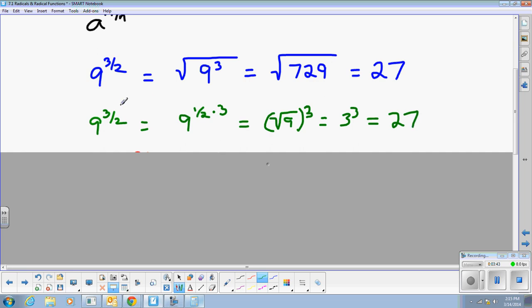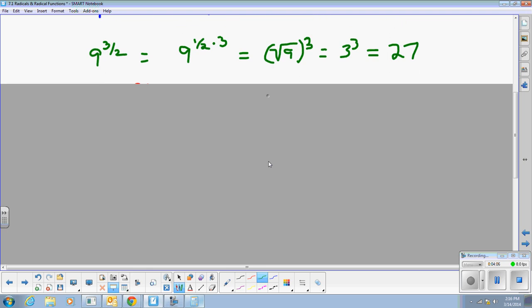So there are 2 methods to work with a fractional exponent. You will have to decide which one you like better. Will I write this as the square root of 9 cubed, and then do the inside to see if I can get it that way? Or will I break apart the exponents and say this is like the square root of 9, and that answer is cubed, and then I cube it to find the answer here?